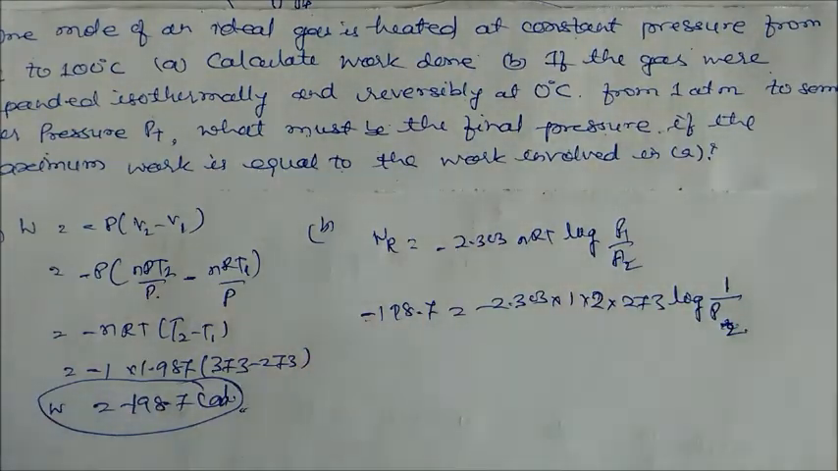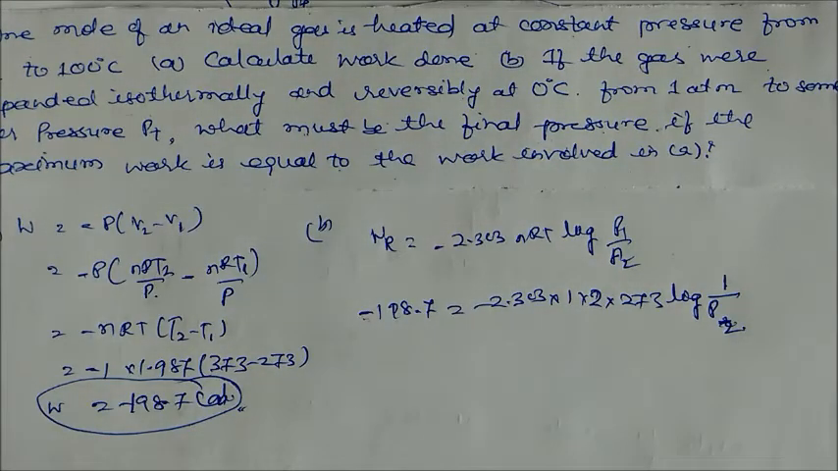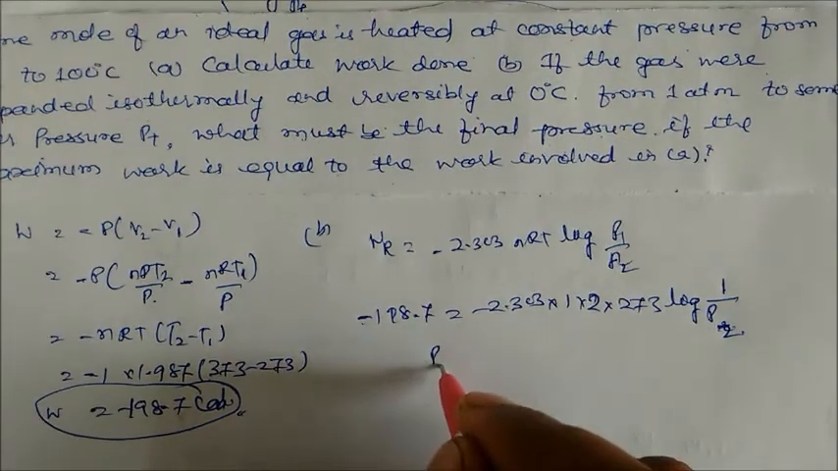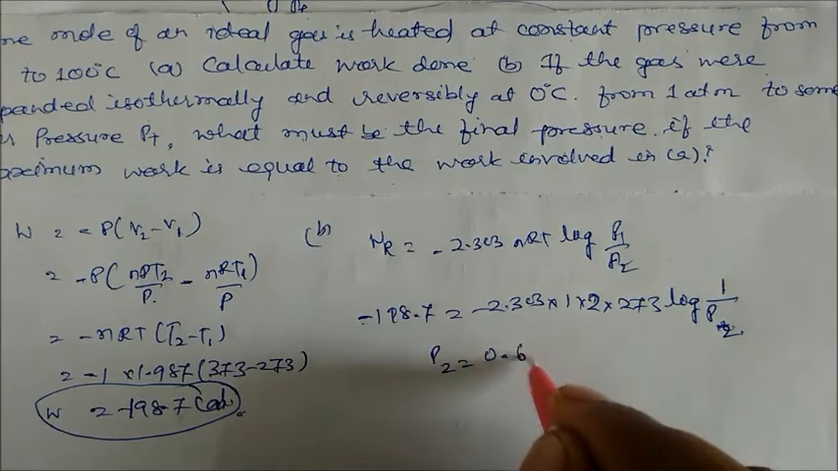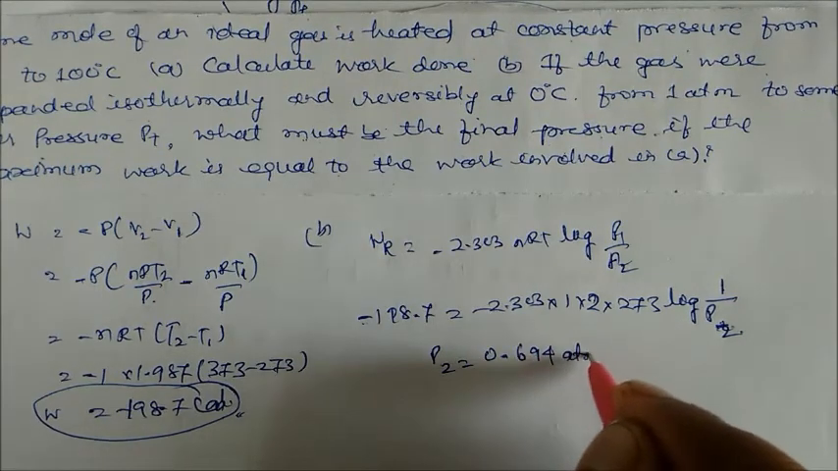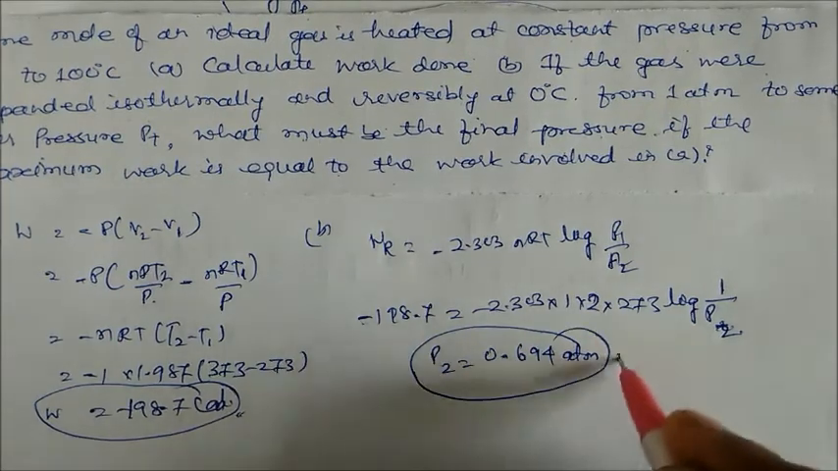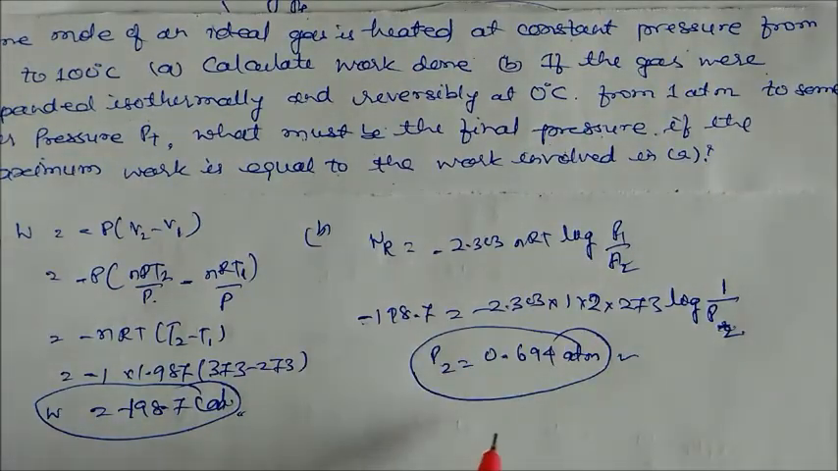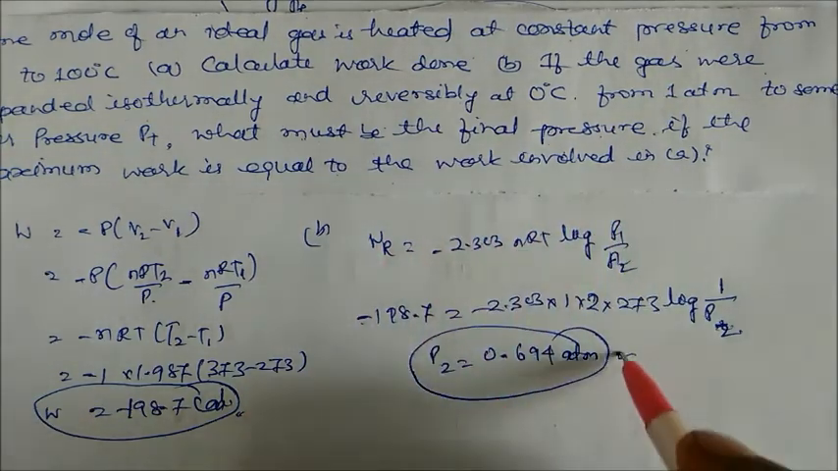Okay, so one more thing. If you solve it, on solving here we will get P2 as 0.694 atmosphere. So this is the final pressure if the maximum work done is equal to the work involved in A. So this is our answer.